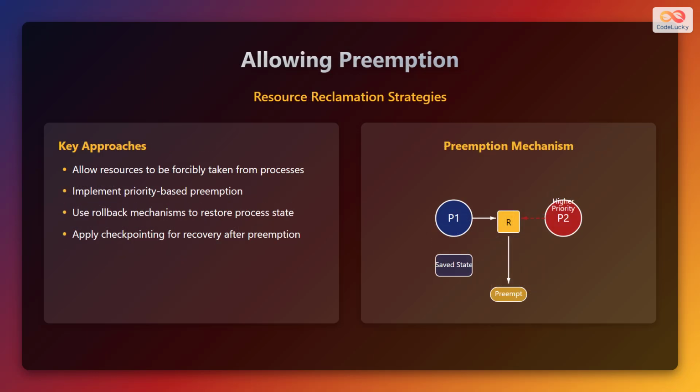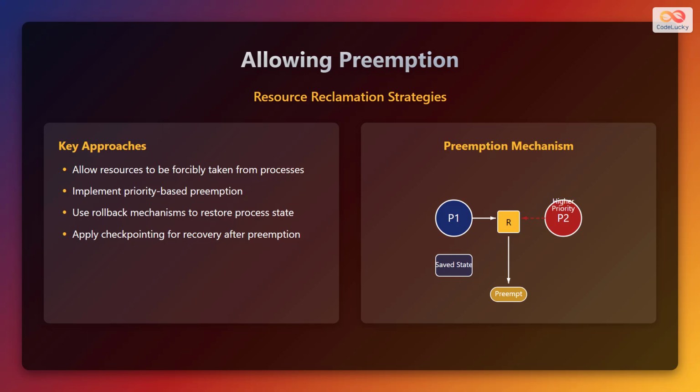Allowing preemption means that resources can be forcibly taken away from processes when needed. Resources can be forcibly taken from processes to prevent deadlocks. A higher priority process can preempt resources from a lower priority process. Implement priority-based preemption, where processes with higher priorities can preempt resources held by lower priority processes.